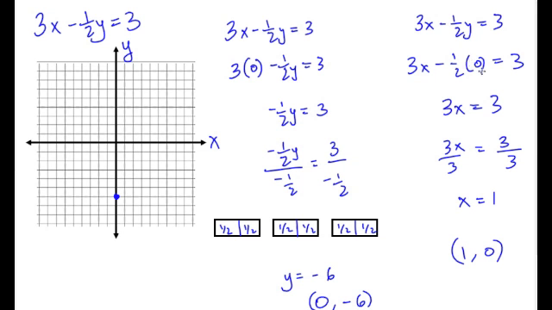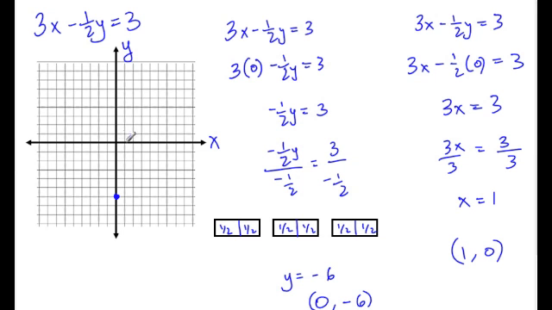So this cancels out right here. Negative 1/2 times 0 is 0. I don't have anything left over there. It cancels out. So I got 3x equals 3. 3 times x equals 3. The opposite of times is divide. Divide by 3. Divide by 3. I get x equals 1.